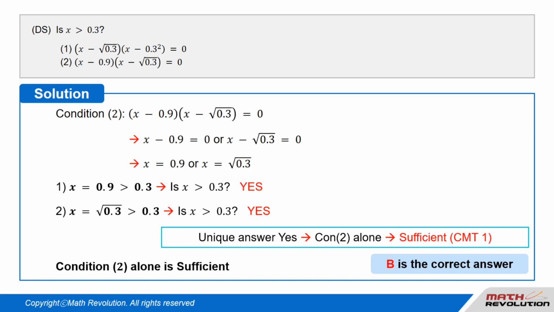You should get these questions right to get a score above 49 in GMAT math. Thus, B is the correct answer. Answer B.